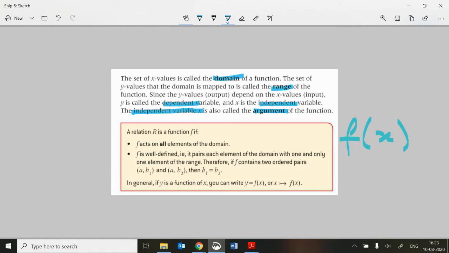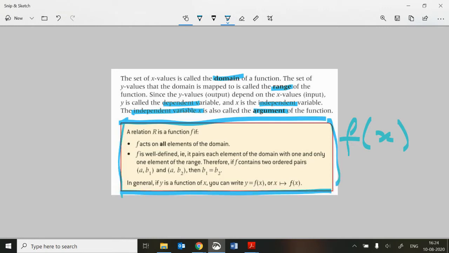Okay, so there's a whole load of terminology there, and there's another definition box before we get on to questions. And this one says, a relation R is a function if f acts on all elements of the domain. Okay, so everything which is in the domain can be put into the function, and you get out an answer. So there's nothing which is missing there.